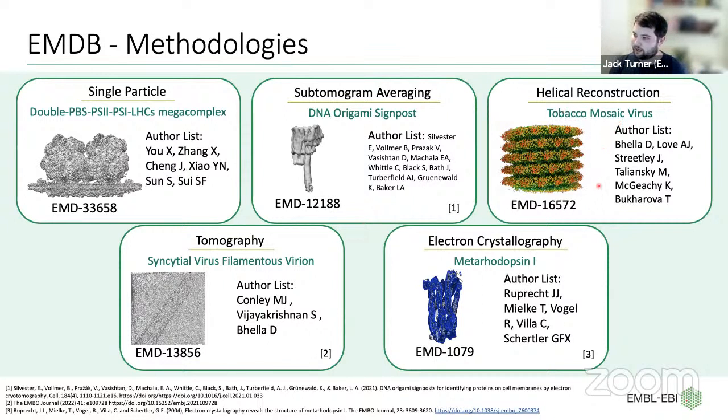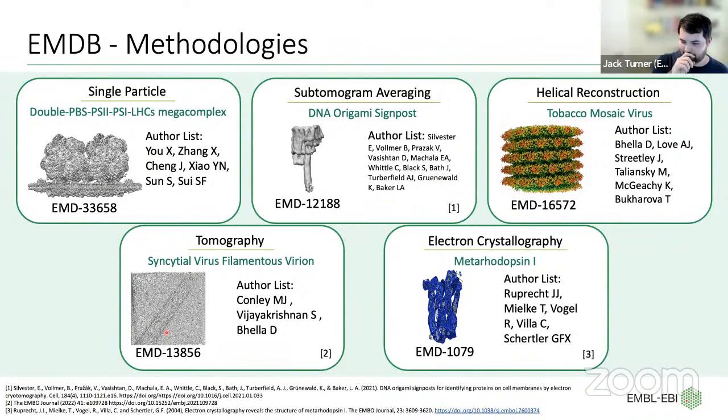This was released a couple of months ago, and it's currently the highest resolution helical reconstruction in the archive at 1.85 angstroms, beating out the previous highest resolution helical reconstruction at 1.86 angstroms. But that 0.01 angstroms counts. On the side of tomography, I put in this filamentous virion. The reason I put this here is because it's actually the largest tomogram we have in the archive in terms of total data size. It's 55 gigabytes in size.